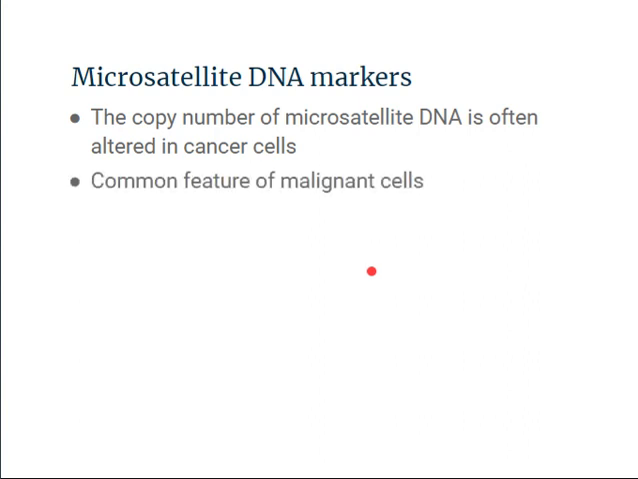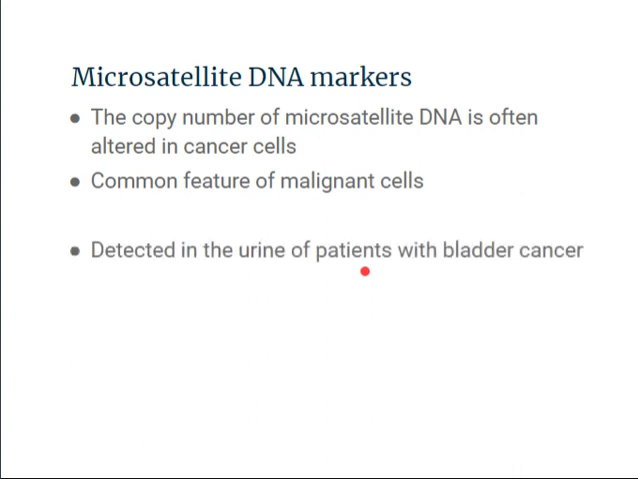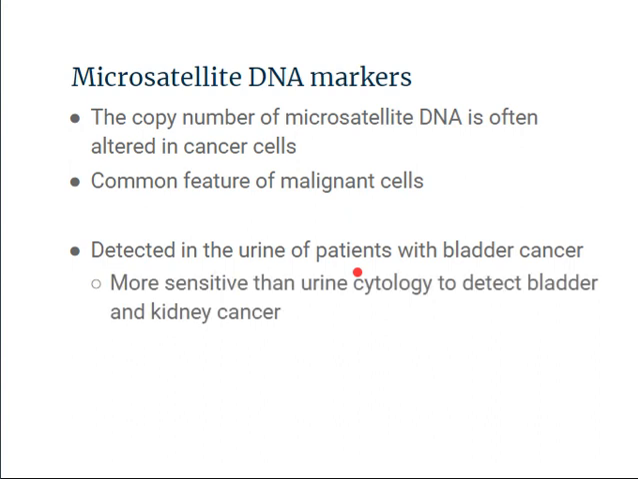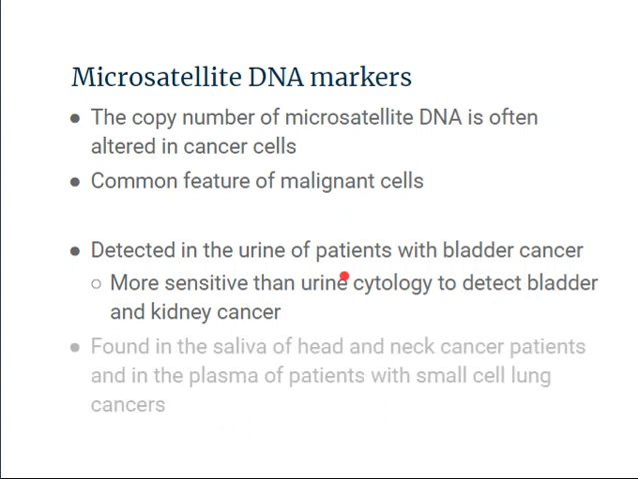The microsatellite DNA instability can be a useful marker which can be detected in the urine of bladder cancer patients. Also, altered microsatellite patterns have been found in the saliva of head and neck cancer patients and in the plasma of patients with small cell lung cancers.